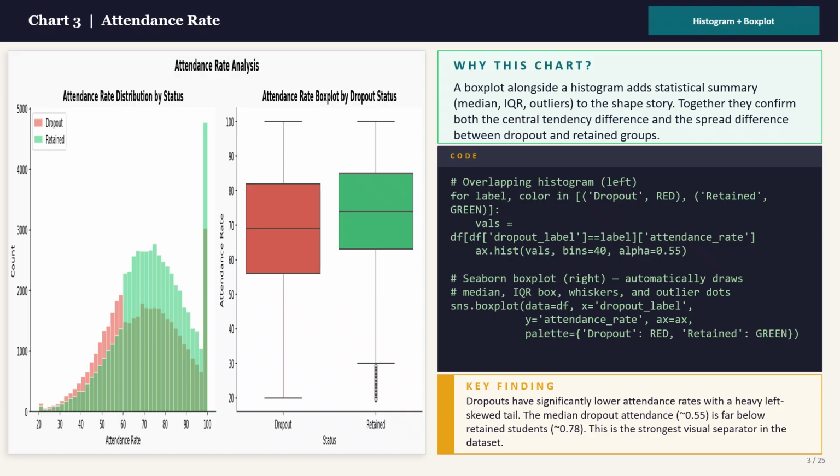The key finding was that dropouts have significantly lower attendance rates with a heavy left-skewed tail. The median dropout attendance, approximately 0.55, is far below retained students, approximately 0.78, and this was the strongest visual separator in the dataset.